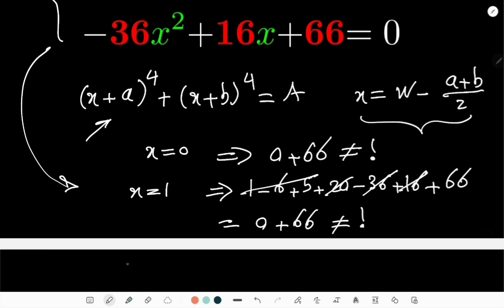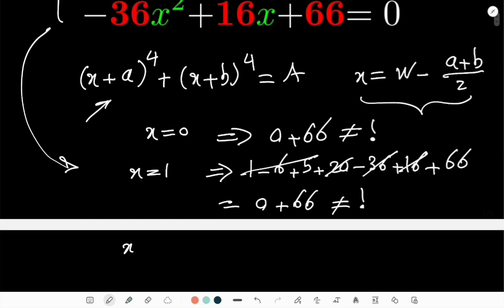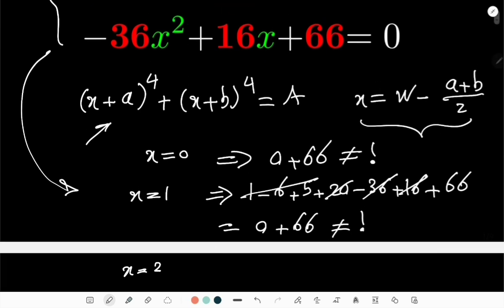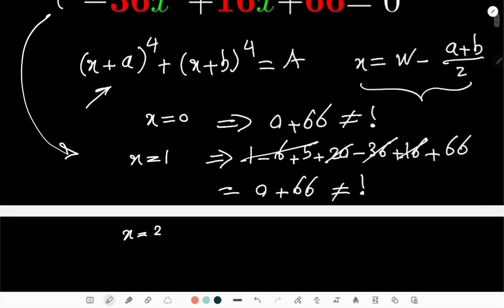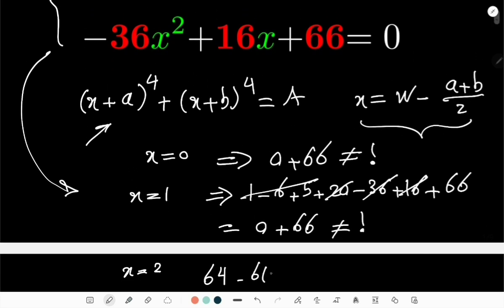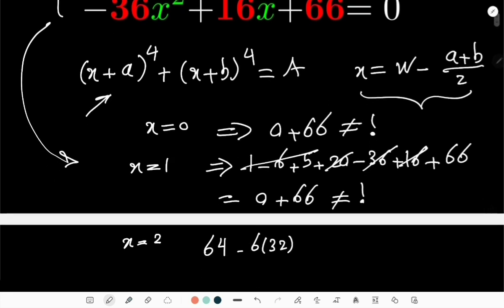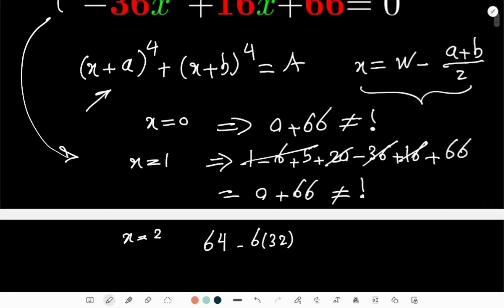I can also try some other values, but what if I try, let's say, x equals 2. Then I get 2 to the power of 6, which is 64. And what else do I get? Minus 6 times 32. Okay, I think it's going to be a little bit difficult, so I'm not going to do that.